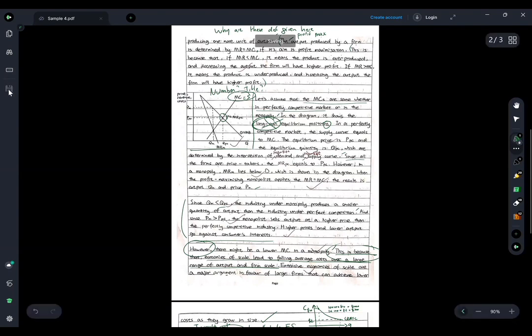Okay, that's my assessment of this work. What do you guys think? Is there anything that we could add about this work? But yeah, overall, that's quite good.